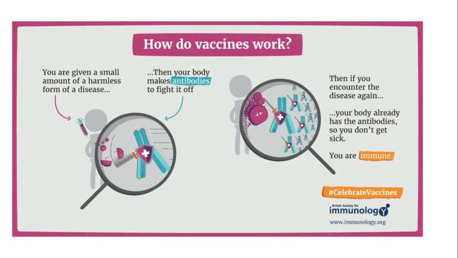You're given a small amount of a harmless form of a disease in a vaccine. That then allows your body to make something called an antibody, which can fight off that harmless form of the disease. It then makes a little memory about how to fight it off. If you then encounter the disease again, your body already has the antibodies and knows how to make more, so it can stop you from getting very poorly. We class this as a form of immunity.